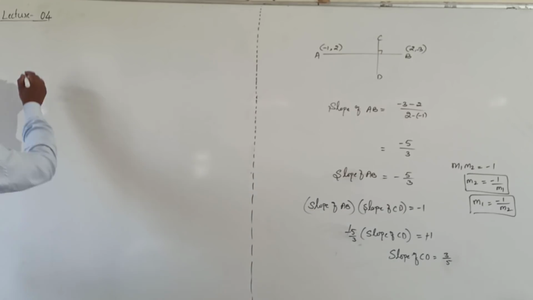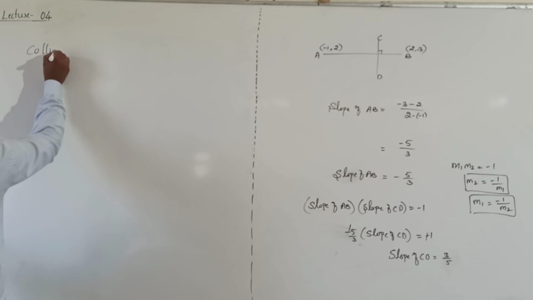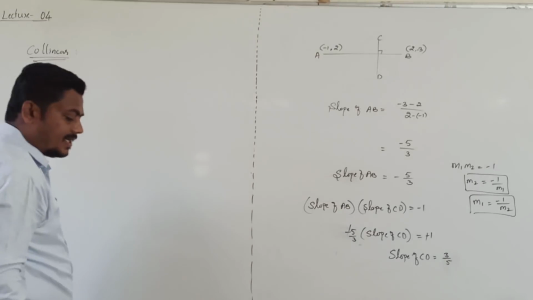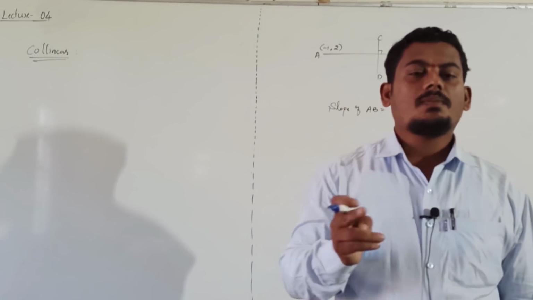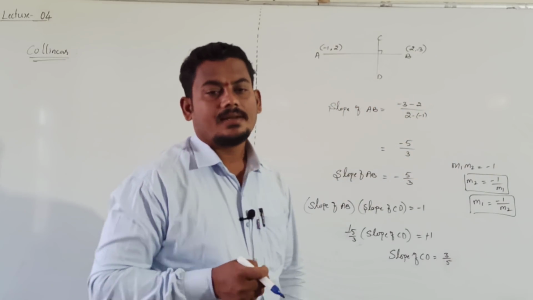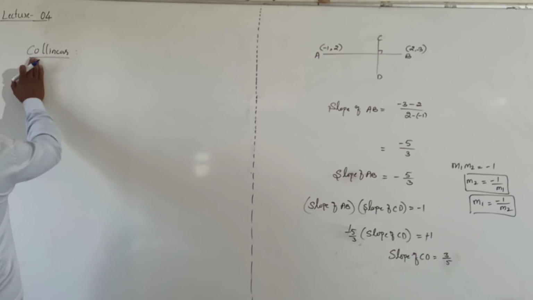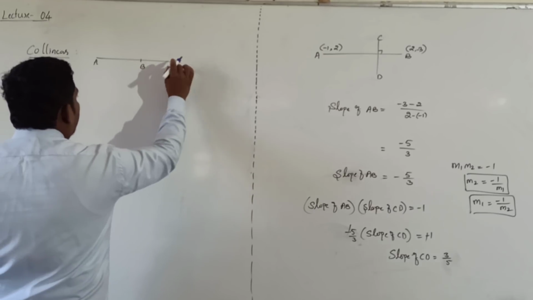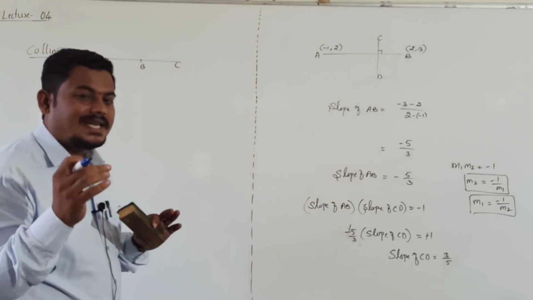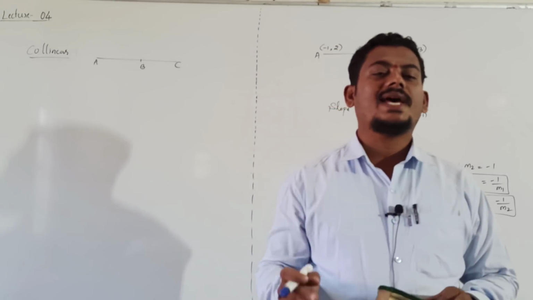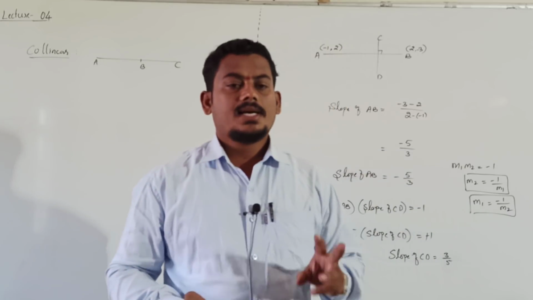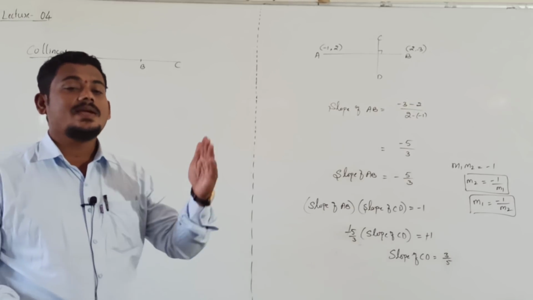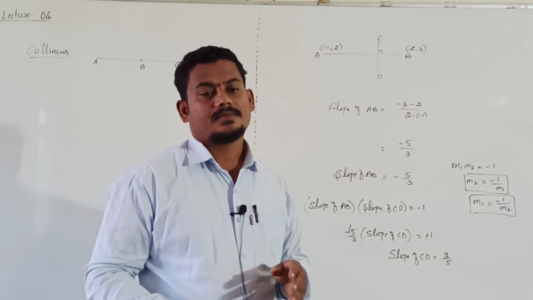Next, collinear points. Collinearity of 3 points. It is one of the important concepts, right? Suppose 3 points A, B, and third point C. These 3 points are said to be collinear only when they lie on the same straight line. 3 points lie on the same line means they are collinear.